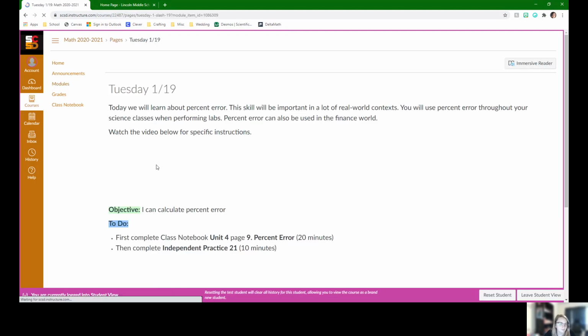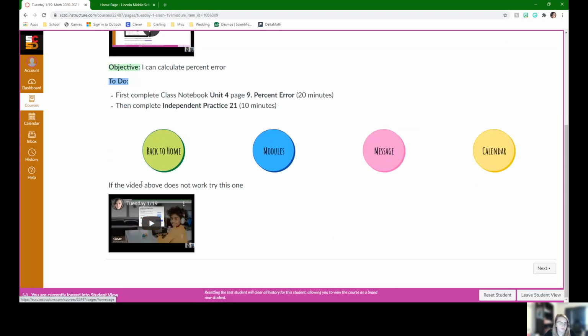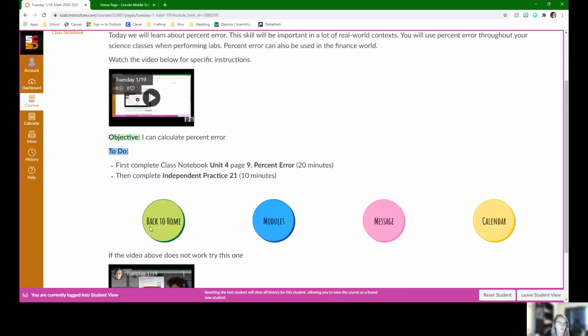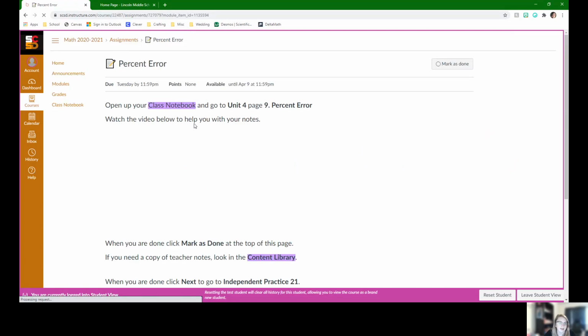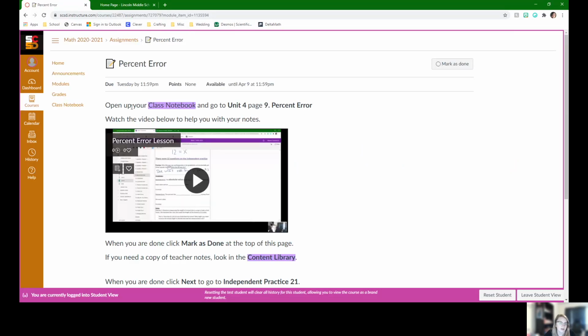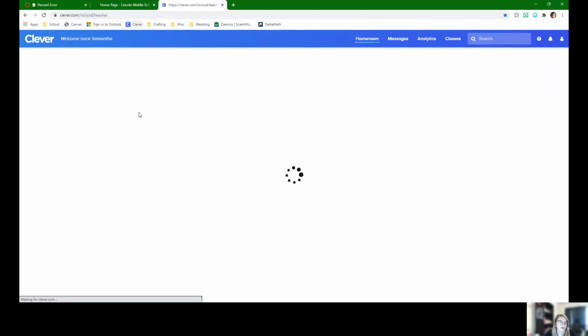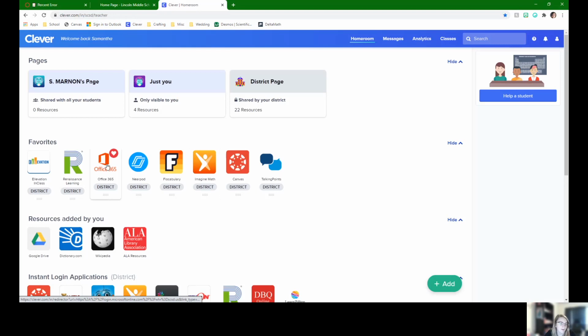If we look here, every page still has the direction video for the day. They're just now uploaded through Microsoft Stream and through YouTube, so whatever way works on your student's computer is best. They have both options here. They're going to be in Class Notebook, Unit 4, page 9. Class Notebook can be accessed right here on the side or through Clever. I think some students are finding it easier to get to from Clever.